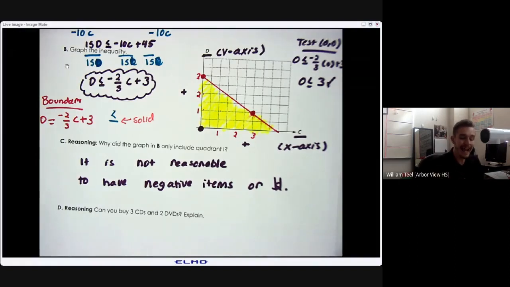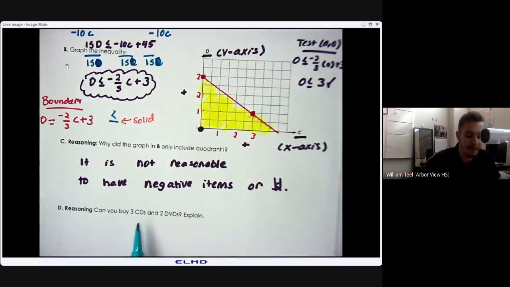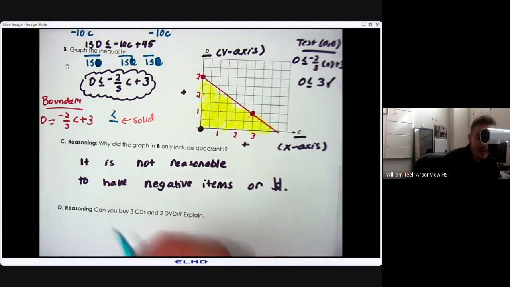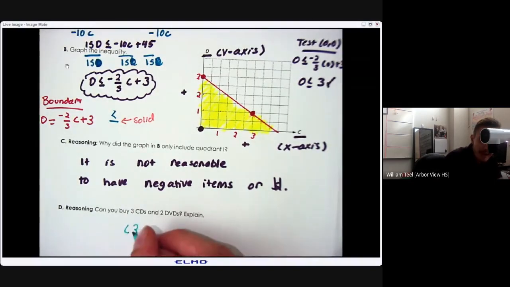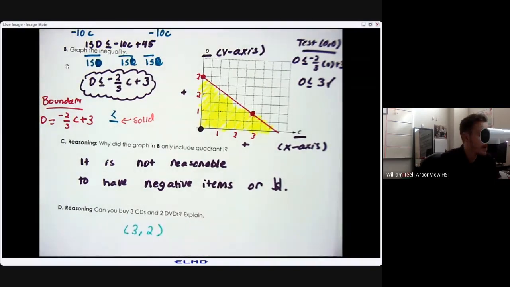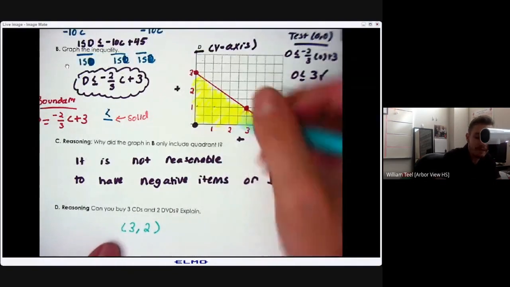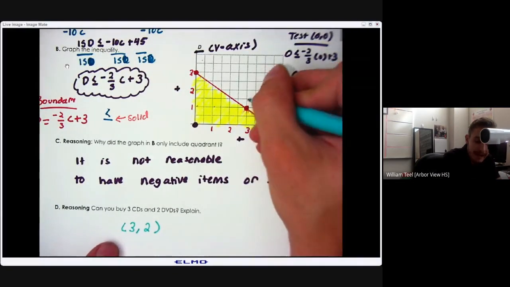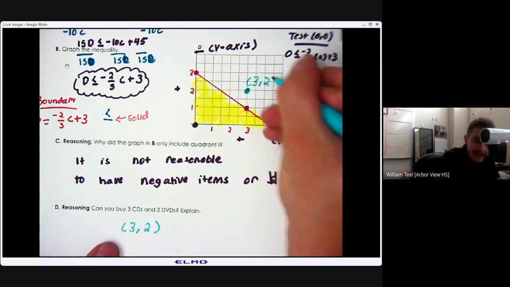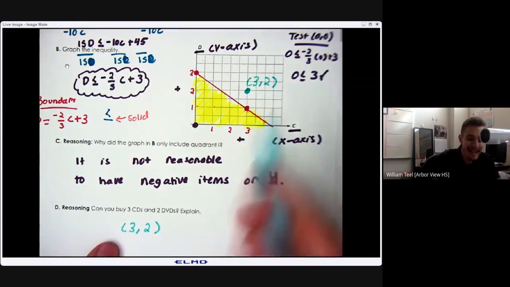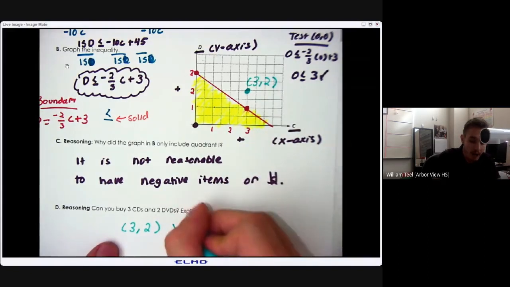Now, D, can you buy 3 CDs and 2 DVDs? Well, let's go ahead and test this out. If you want to figure out if you can buy 3 CDs and 2 DVDs, all you have to do is plot 3, 2 on your graph and see if it lies within the solution set. So if we were to graph 3, 2, we would go to the right 3 and then up 2 here, and I can see that 3, 2 does not fall inside my solution set, so no, I cannot.